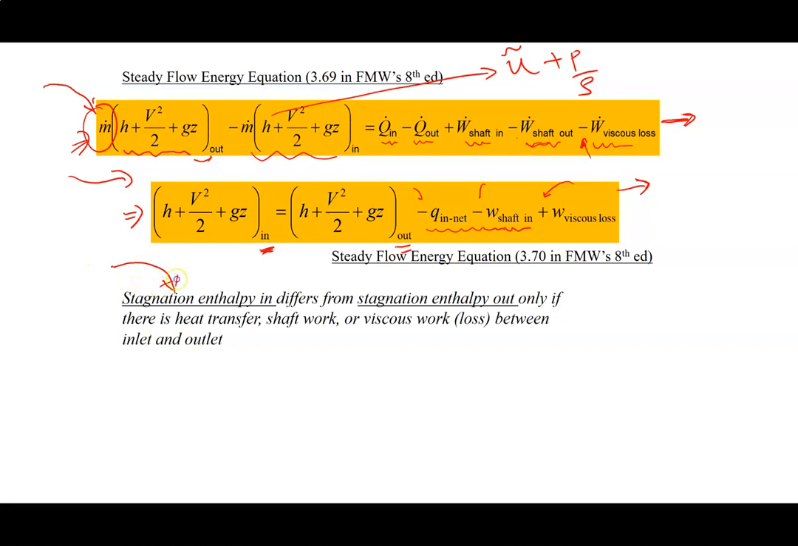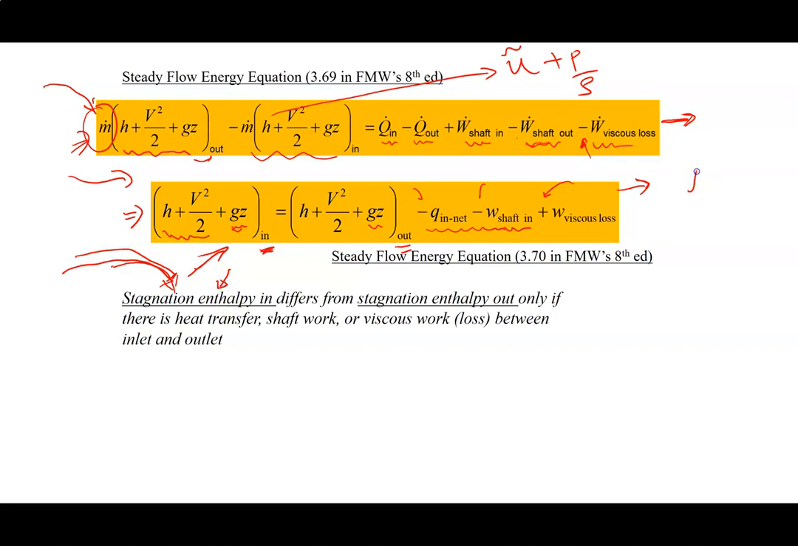Now, we also talked about stagnation pressure previously. I'm going to talk about stagnation enthalpy. And so the stagnation enthalpy in differs from the stagnation enthalpy out only if there's heat transfer, shaft work, or viscous work between inlet and outlet. So if you think about this expression right here, this is what we are stating in words, right? So if I ignore any changes in elevation, so if I ignore this term, h plus v squared over 2 is simply the definition, if you will, of the stagnation enthalpy.